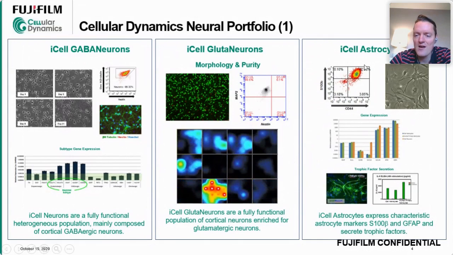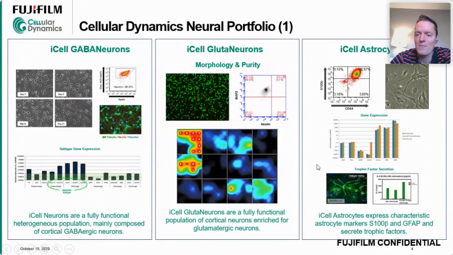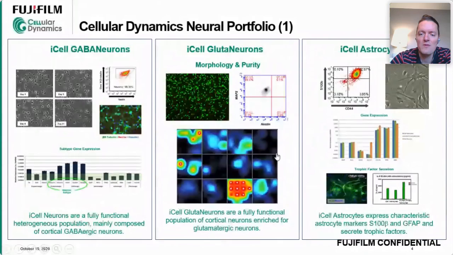And then we also have iCell astrocytes, which are a great cell type to include. Of course, they do all kinds of great functions in terms of modulating network activity, and so all three of these are highly pure. Typically 90-95% pure, as you can see by some of the flow diagrams here.